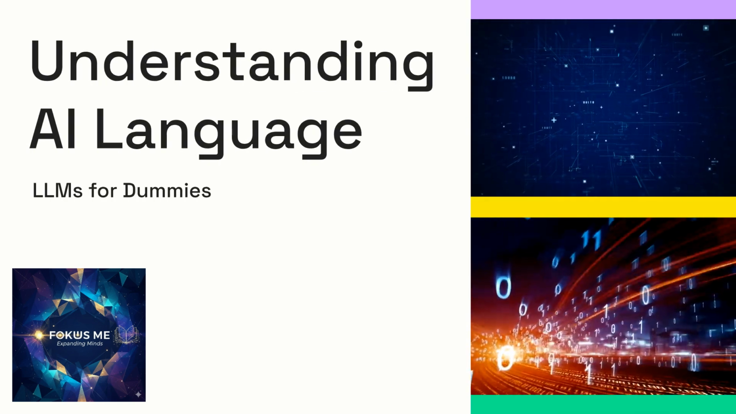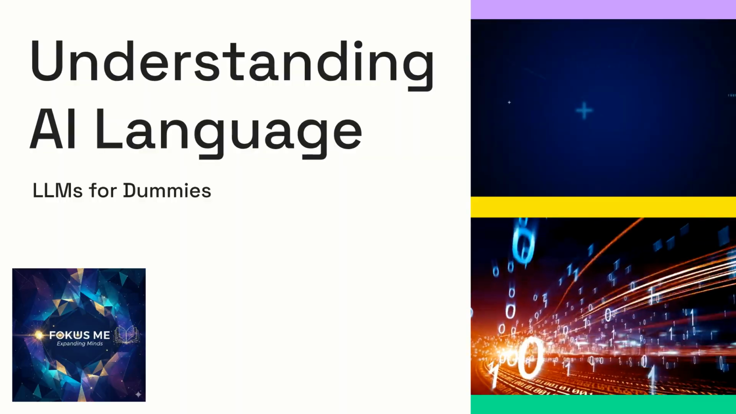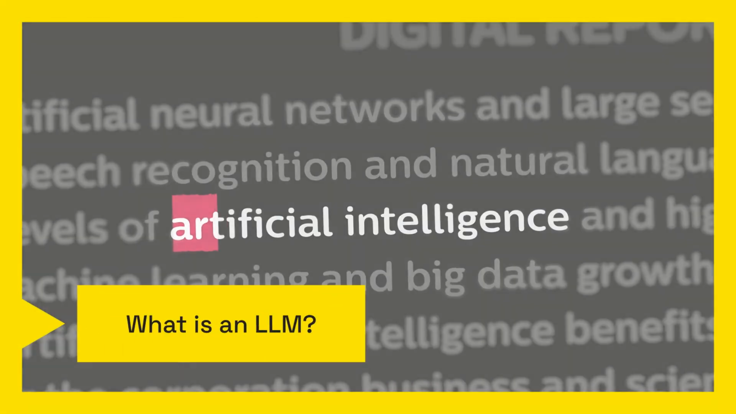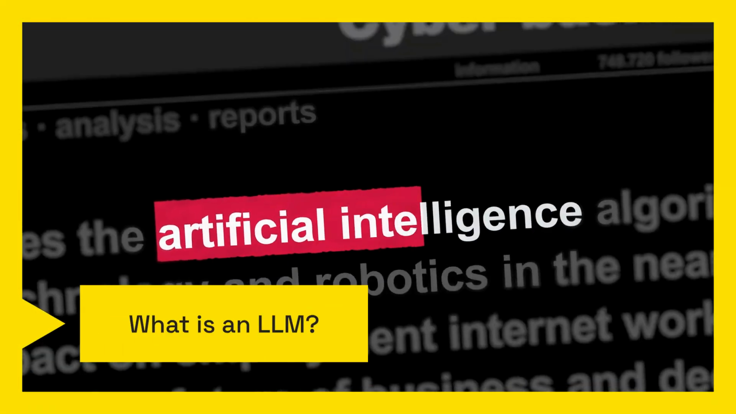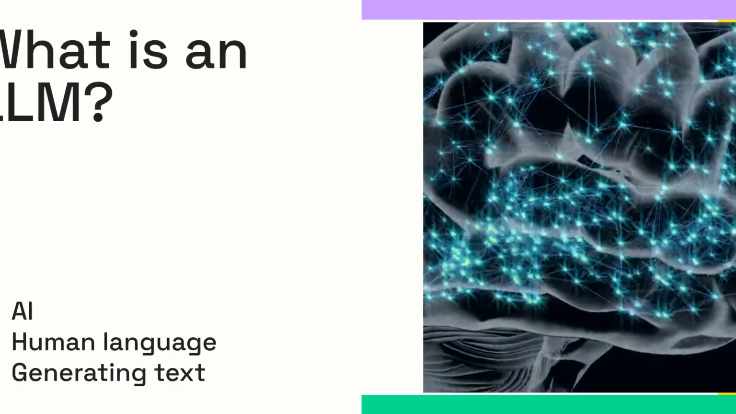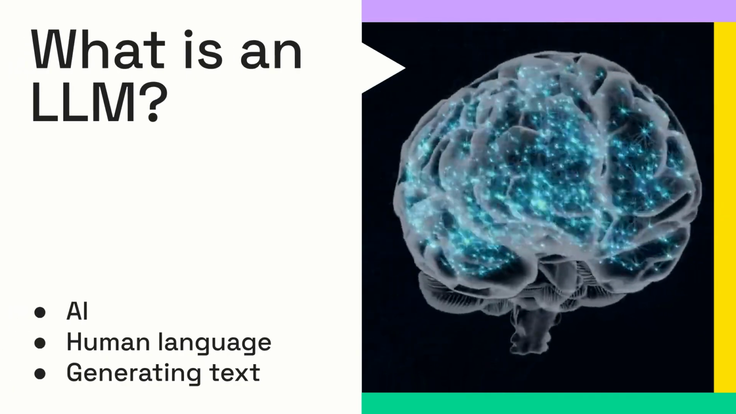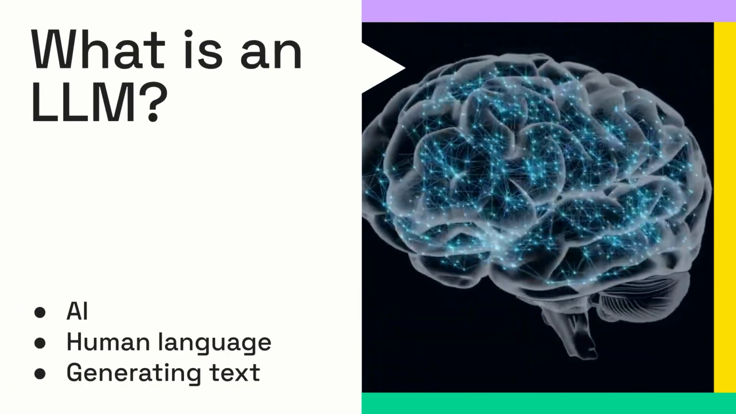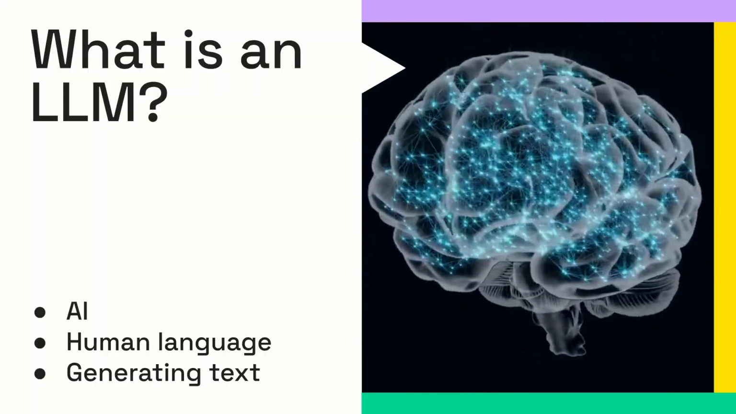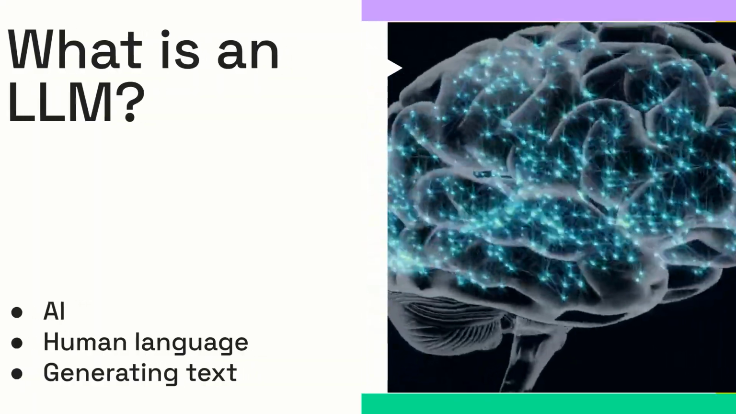If you've been hearing about large language models or LLMs but aren't sure what they are or how they work, this video is for you. We'll break down the essentials of these powerful artificial intelligence tools in simple, non-technical terms. An LLM is a type of artificial intelligence incredibly skilled at understanding, generating, and processing human language, whether that's English, French, or even computer code.